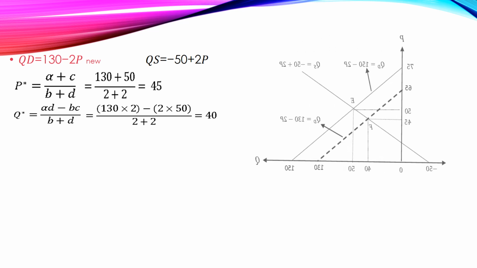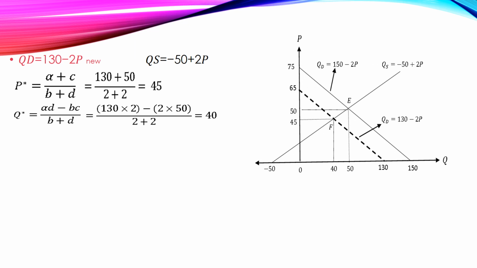So on the graph, the demand curve will shift to the left. The new equilibrium price equals 45, the new equilibrium quantity equals 40. The intercept of the quantity demand function is 130: if the price equals 0, quantity demanded equals 130, and 65 is the price when the quantity demanded equals 0.